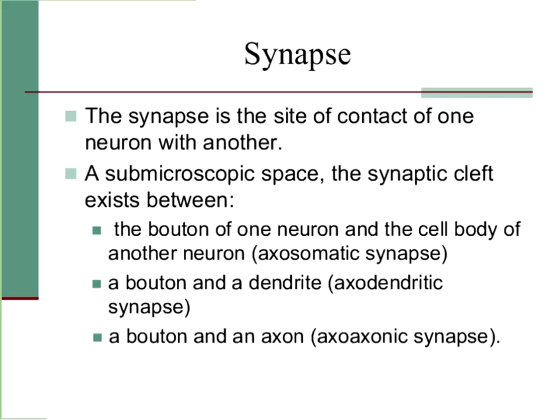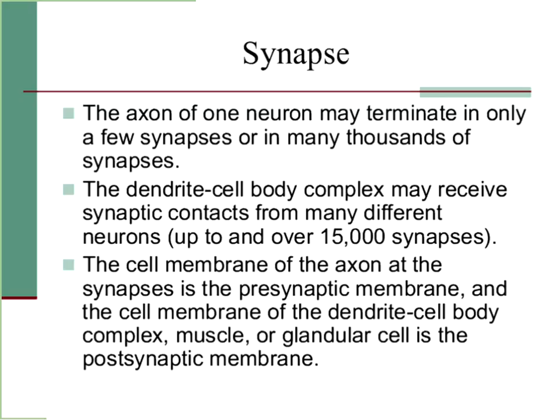Synapse is the site of contact where you have one neuron communicating with the other. In between those two neurons, we have a submicroscopic space that's called the synaptic cleft. That cleft exists between the bouton of one neuron and the cell body of another neuron, or it could be between the bouton and the axon, or between the bouton and the dendrite. So we can have different types of communications between neurons, not just the terminal bouton with the dendrite, but also with another cell body, or axons communicating with axons.